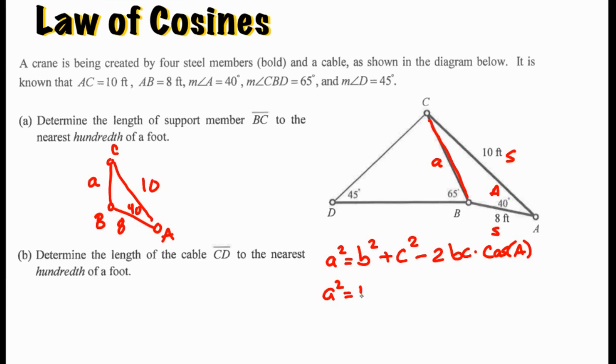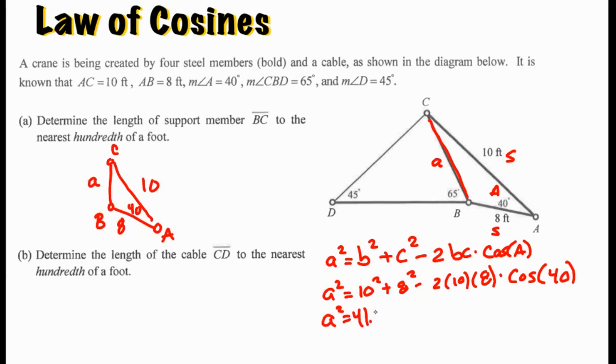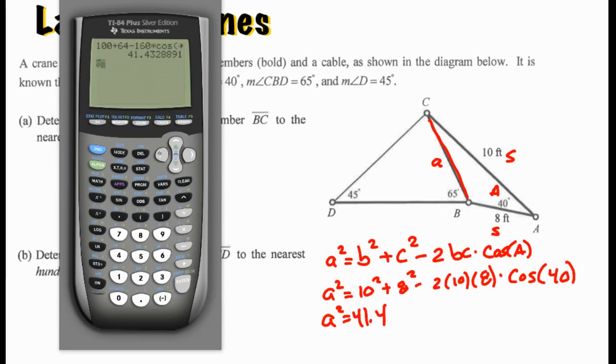So B squared is going to be 10 squared. C squared will be 8 squared minus 2 times 10 times 8 times cosine of 40. So 10 squared is 100, 8 squared is 64. We'll add those, then subtract 2 times 10 times 8, which is minus 160 times cosine of 40. And this is our A squared, so it's 41.4. And if we take the square root, it gives us that A is about 6.44.